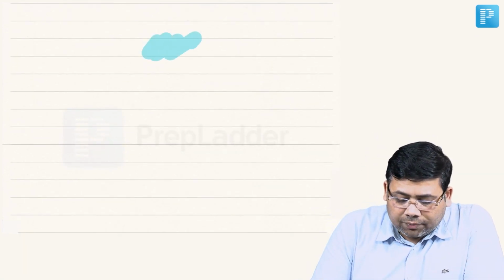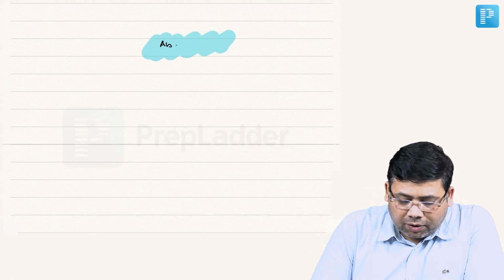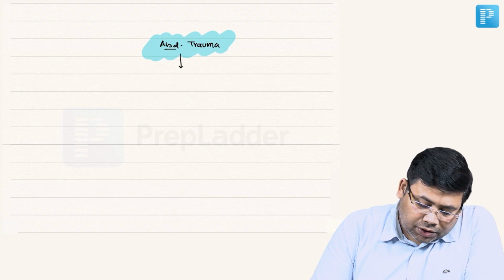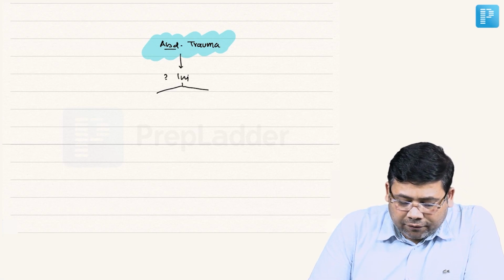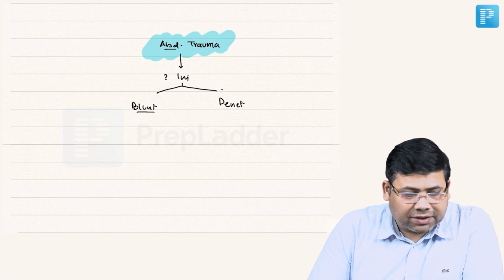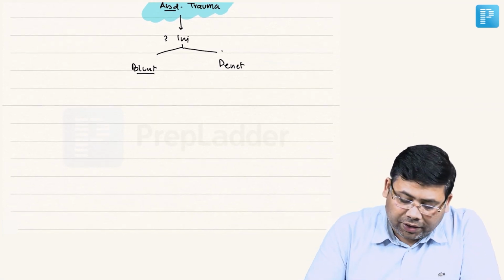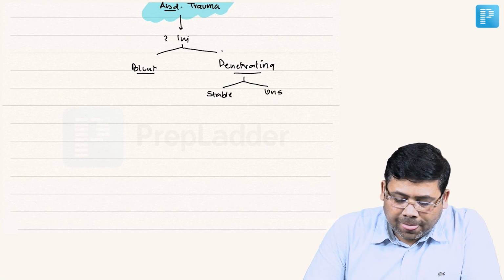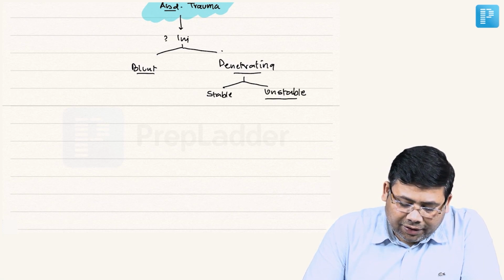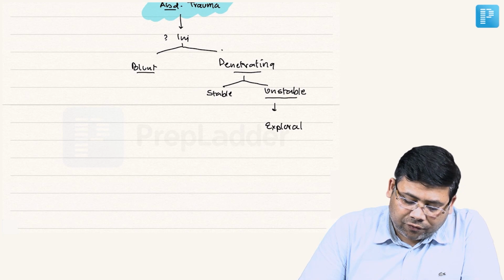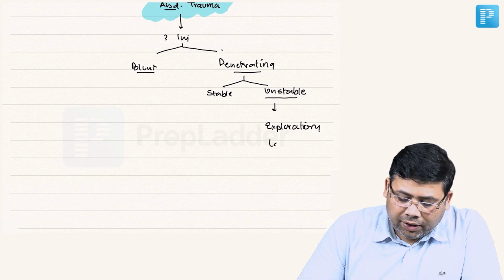Now, whenever we talk about abdominal trauma, the concept is very simple and straightforward. You have to see what kind of injury it is, whether it is blunt or penetrating. Students, if it is a penetrating injury, the next simple concept is to see whether the patient is stable or unstable. If the patient is unstable, the very next thing is exploration. We don't waste time for anything. We go for exploratory laparotomy.